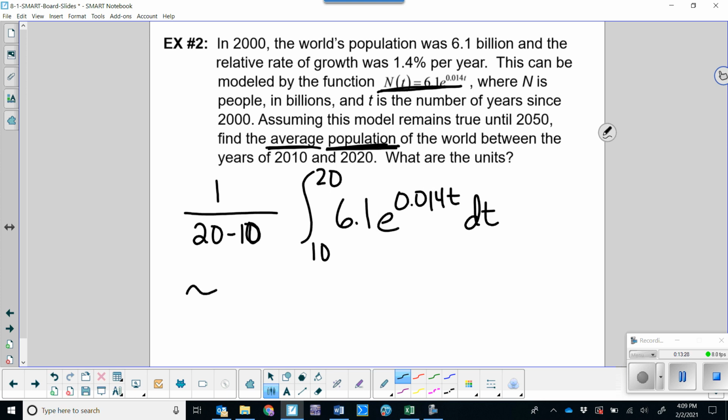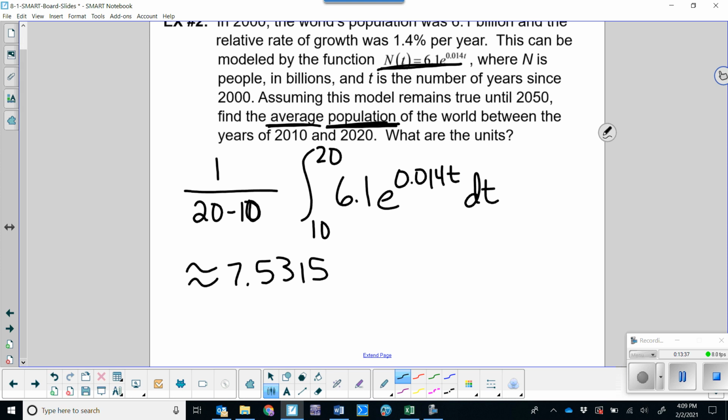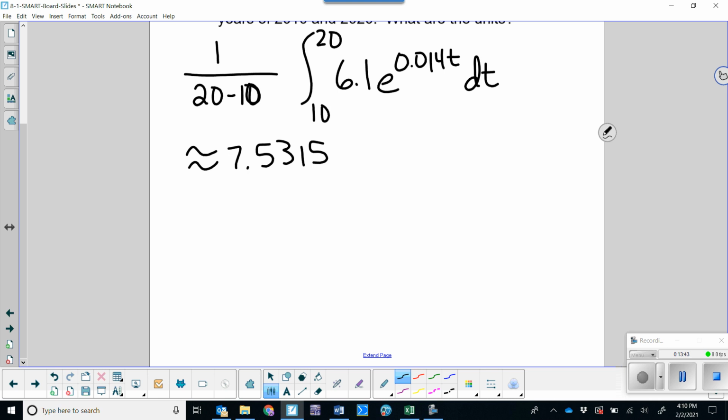Okay, then I will put it in the calculator, and you will get 7.5315. I'm not going to do that on here, but you should certainly get your calculator out and practice, especially if you struggle at all with the calculator.